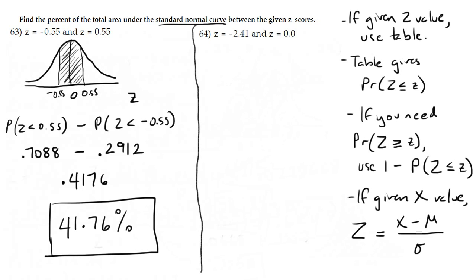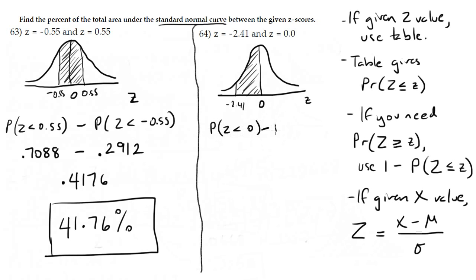I'm going to do the exact same thing here. In this case, my mean is 0 and negative 2.41. I want this area here. So I want to subtract these z-values, the probability that z is less than 0, minus the probability that z is less than negative 2.41.